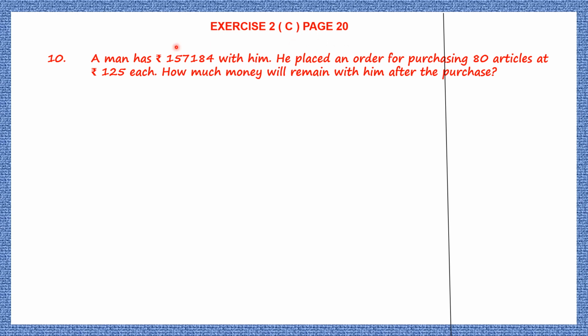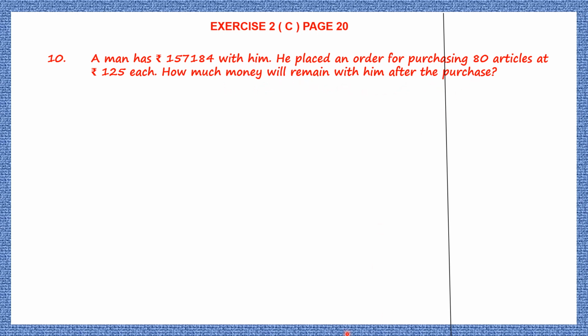Page number 20. Question 10. A man has 1,57,184 rupees with him. He placed an order for purchasing 80 articles at 125 rupees each. How much money will remain with him after the purchase? So he had this much money with him at the beginning and then he bought some things. Now we need to know how much money will remain with him after the purchase that he made.